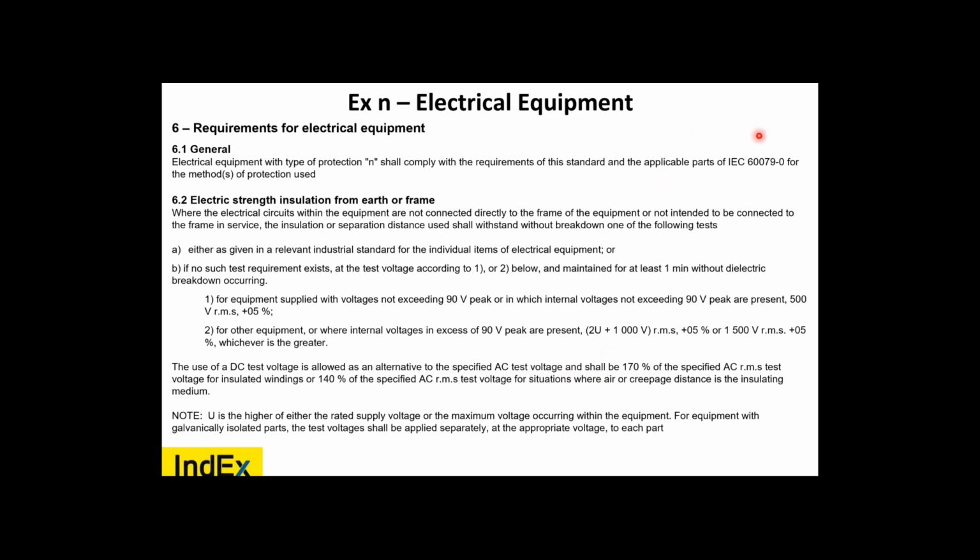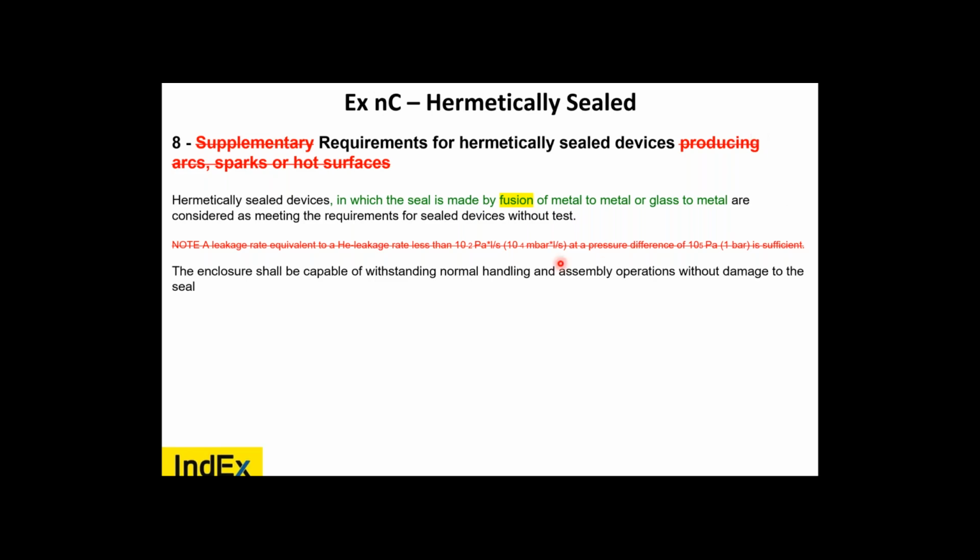Now, EXNC. So these are construction requirements. Requirements of hermetically sealed devices in which the seal is made by fusion of metal on metal or glass on metal are considered as meeting the requirements of a sealed device without testing. No further testing is required. The enclosure shall be capable of withstanding normal handling and assembly operations without damage to the seal. So that weld shall not come apart.